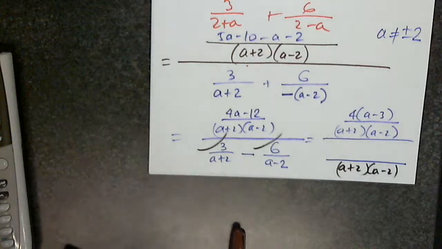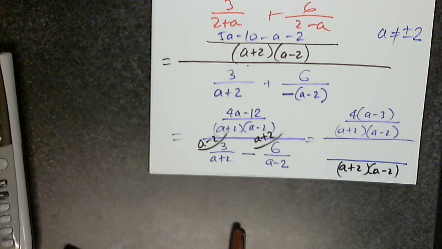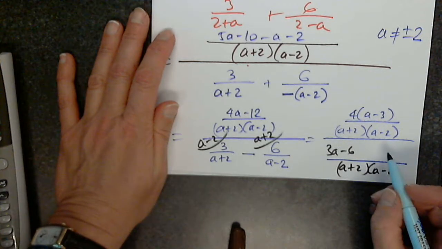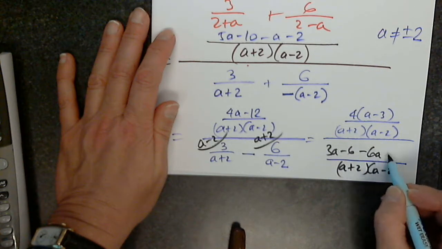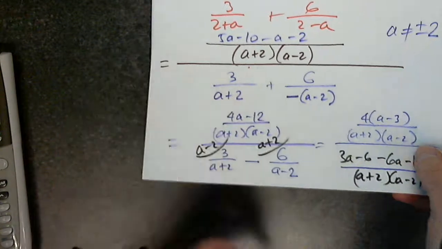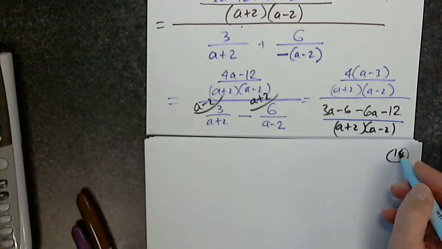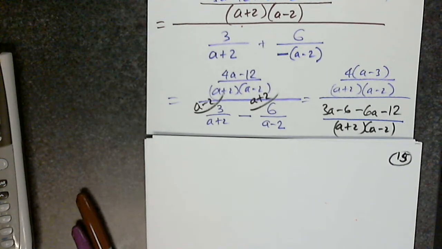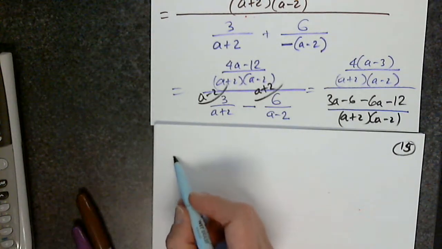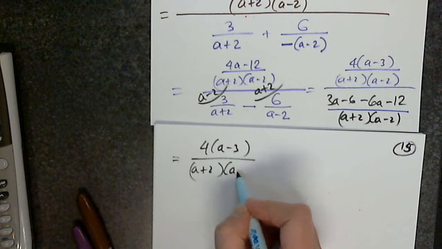And the adjustments now. Can anyone dictate the top? 3a minus 6. Careful. Minus 12. This problem had a lot of work because the denominator, at least one denominator in the denominator, was twisted. And furthermore, not just that, but it also had a negative leading coefficient. So now I can copy 4, a minus 3 over a plus 2, a minus 2.